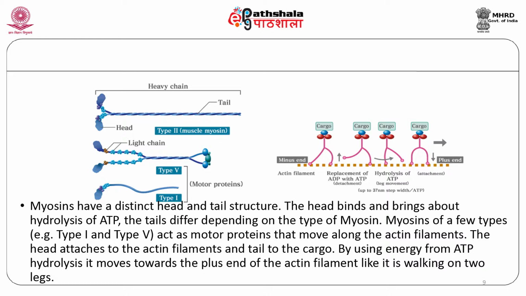Myosin of a few types, type 1 and type 5, act as motor proteins that move along the actin filaments. The head attaches to the actin filament and the tail to the cargo. By using energy from ATP hydrolysis, it moves toward the plus end of the actin filament like it is walking on two legs. We can see in the figure an actin, that is the thin filament, and the myosin, which is the meromyosin.